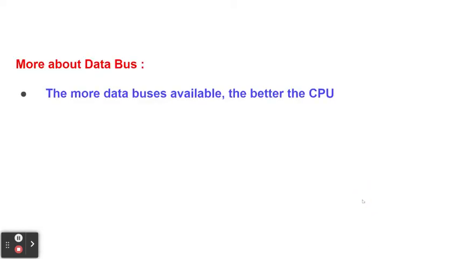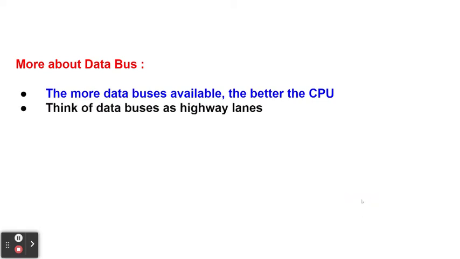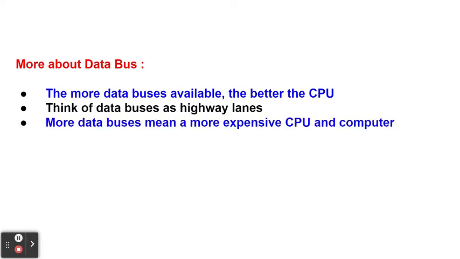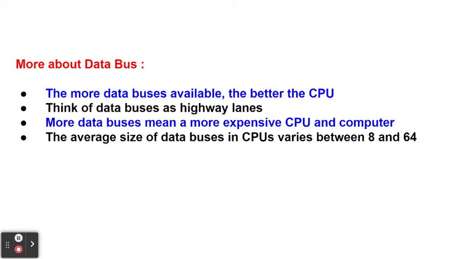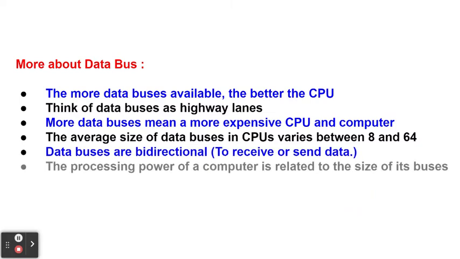Now moving on, let's talk more about the data bus. Take note that the more data buses available, the better your CPU will be. Think of the data buses as highway lanes. More data buses means a more expensive CPU and computer. The average size of data buses in a CPU varies between 8 and 64. The data buses are bidirectional, which means they can receive or send data. The processing power of a computer is related to the size of its buses.